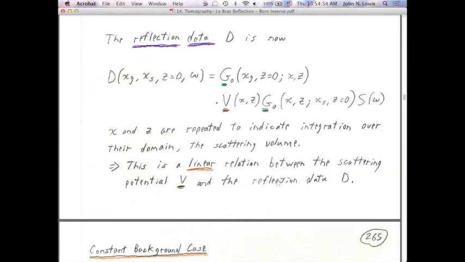All right. So even with all the integration, the integration is basically turning this into a bunch of summations, right? You've got G naught V G naught S for some exact point x and z, and then right next to that at x plus 1 and z plus 1, you add another G naught V G naught S. And then at another point, somewhere else, you add another G naught V G naught S, and you just keep going. Okay? So it's starting to sound familiar in a way. But it's still a linear relation between the scattering potential and the reflection data. Even with all the summation, it's a linear relationship between the reflection data D and the scattering potential V.